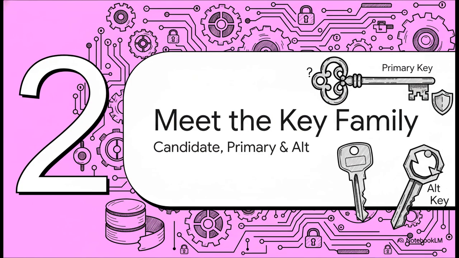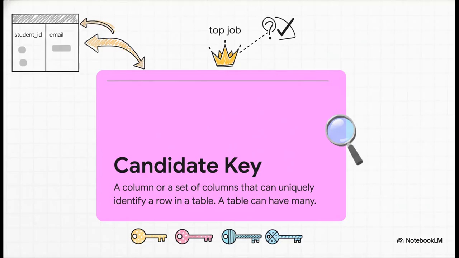Okay, so what's the fix? How do we bridge this gap? Well, the solution lies in getting to know what I like to call the key family. Let's quickly break down the three main types of keys that help us keep our data in check. First up, we have the candidate key. The best way to think about these is like all the qualified candidates applying for a job. In a students table, for instance, the student ID could uniquely identify a student, for sure. But hey, so could their email. Both of them are totally valid candidates for being the main identifier.